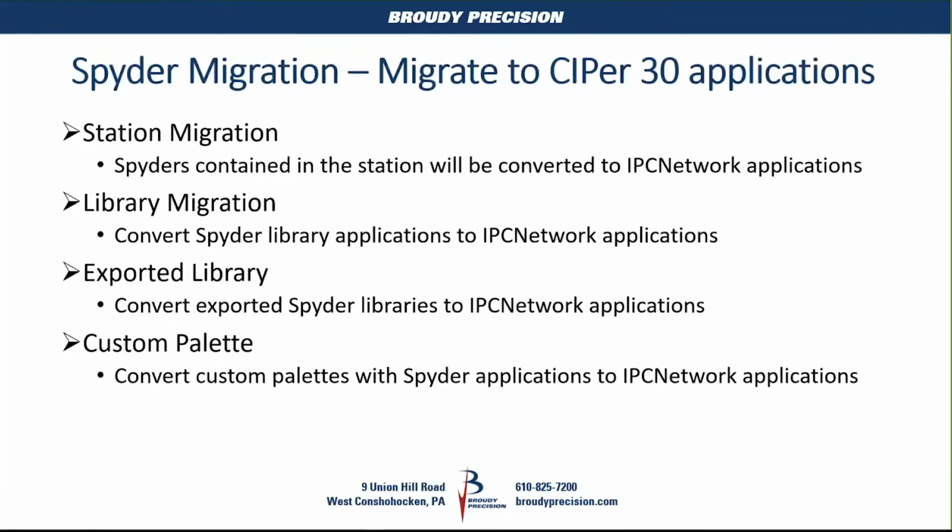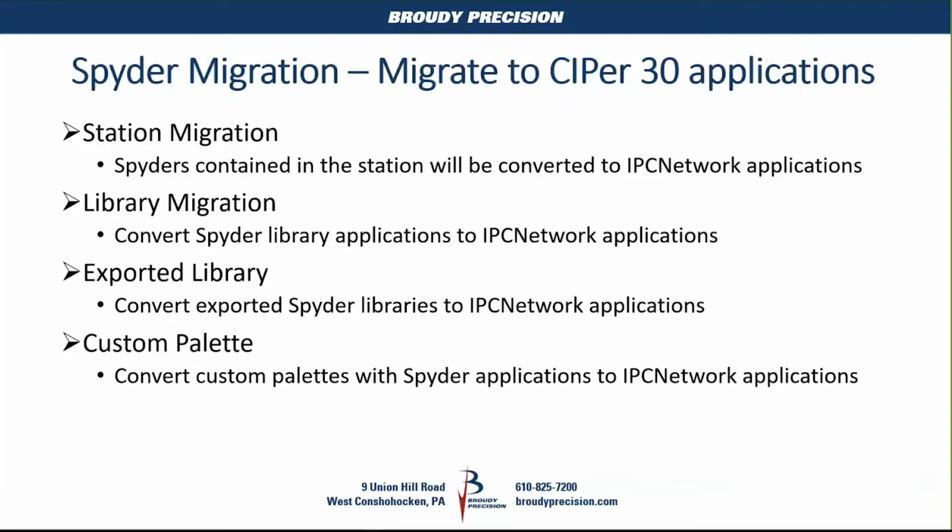The second type is a library migration. So if you have a Spyder library of applications that you work with, that you add to and pass around to your fellow employees, you're able to convert that complete library over to the IPC network application. So again, everything that's within that library will be migrated over as an IPC network, whether it's a complete Spyder where you're doing a device back or a device save to library, or if it's an application.